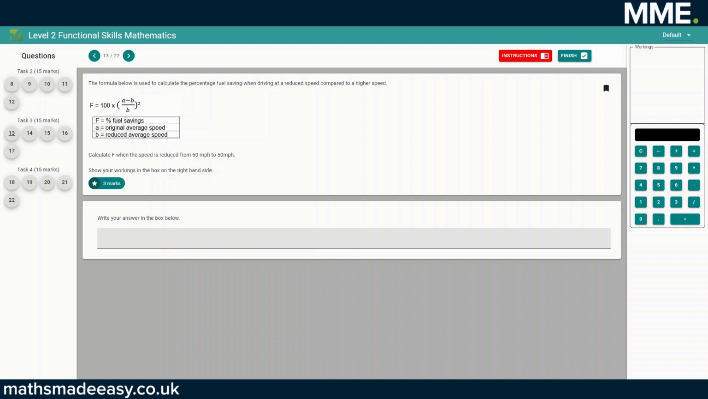Looking at question 13 now, we are told the formula below is used to calculate the percentage fuel saving when driving at a slower speed compared to a higher speed. So we're given the formula, we'll just rewrite it out again so we know what's happening with it. So it's 100 times A, which we're told is the original average speed, or the higher value speed, minus the reduced speed, b, all over the reduced speed, b, and that term is squared. So we're asked to calculate f, the fuel saving percentage, when the speed is reduced from an original value of 60 miles per hour down to 50 miles per hour.